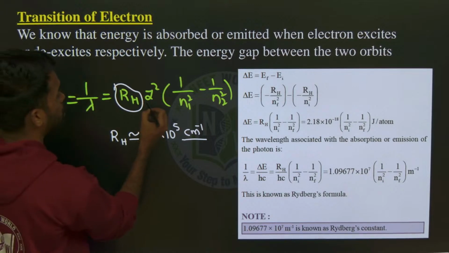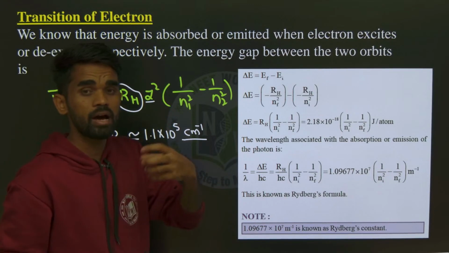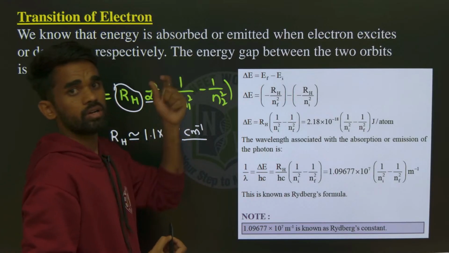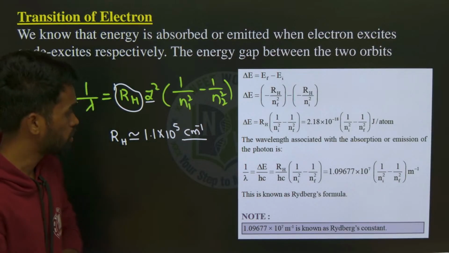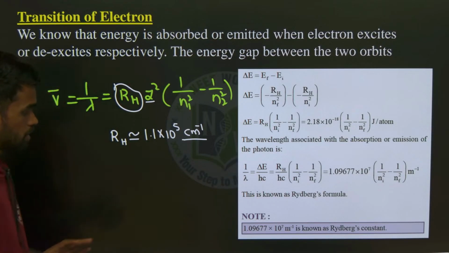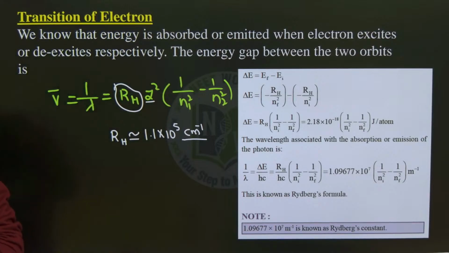What is the Z value here? It's the atomic number. If it is hydrogen, 1; helium ion, 2; lithium plus 2 ion, 3. Like that you can take the Z value. Hope this is also clear. Hope everything is clear. If everything is clear, just mention clear in the chat box.